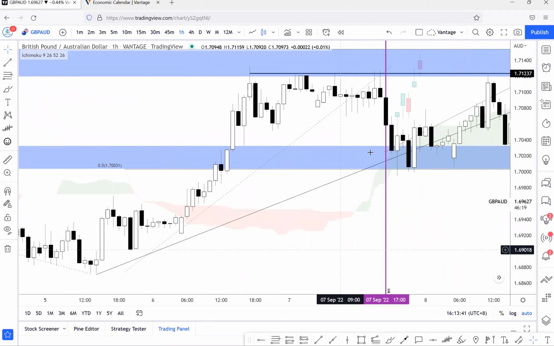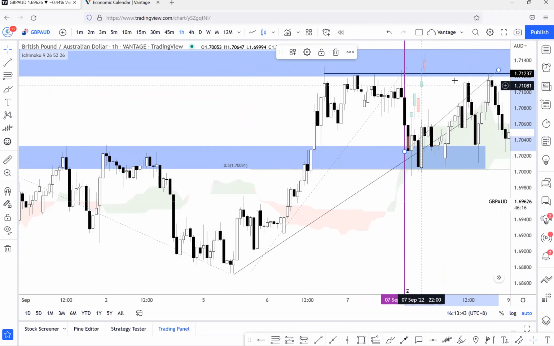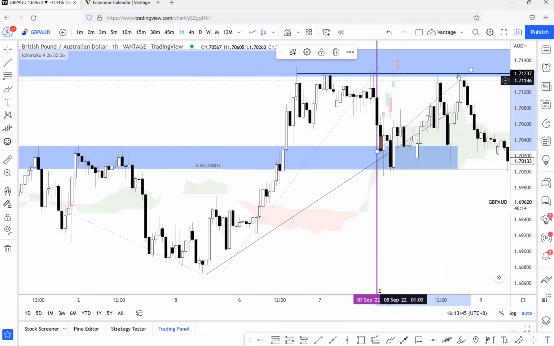So you can see this region. So essentially price pushed up. So this is the colored candles that we drew. Essentially, we expect a push into this region and price to continue higher, right?